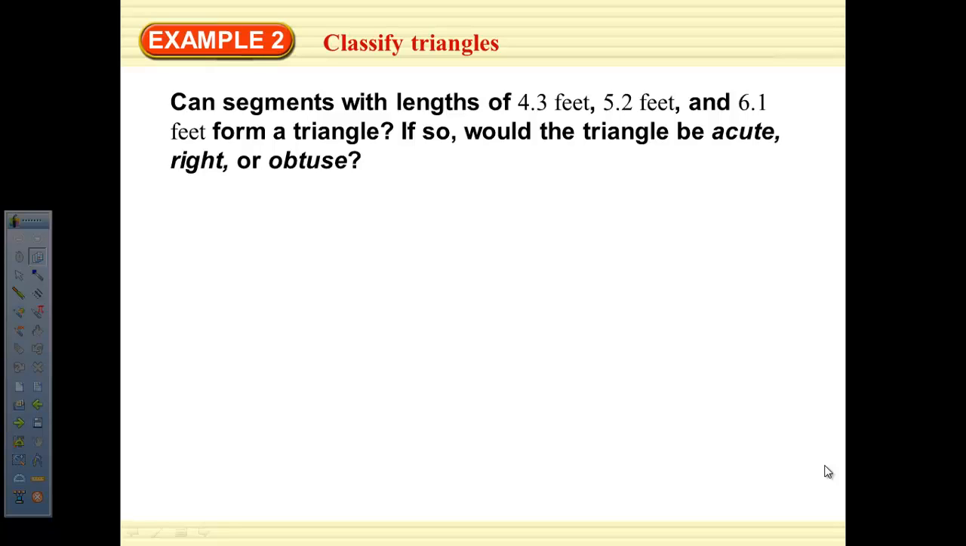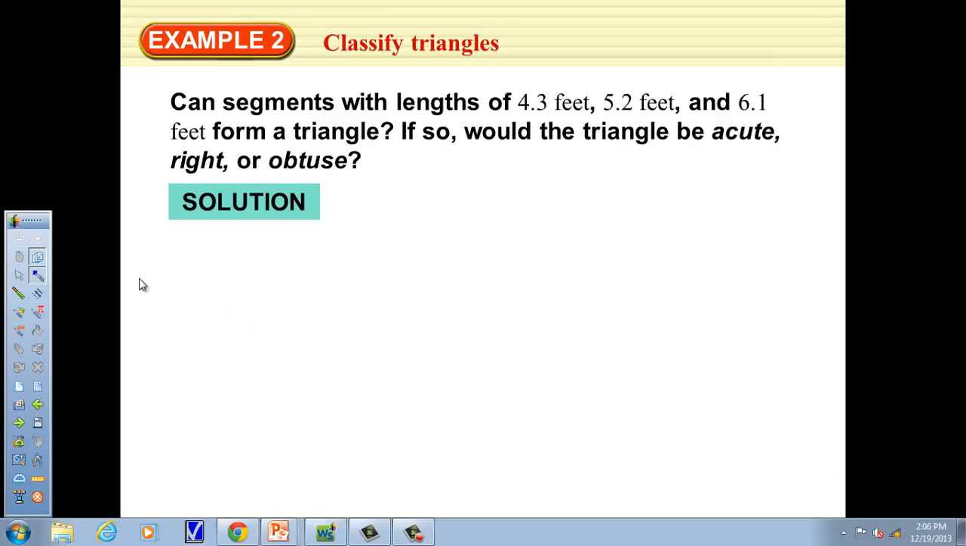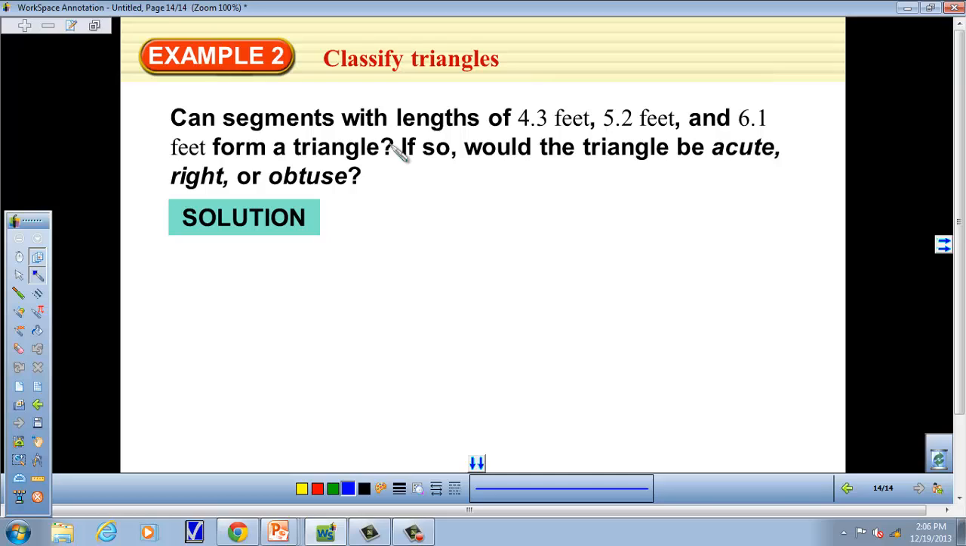Okay, for these last examples, we're going to look at variations on the converse of the Pythagorean theorem. So in this problem it says, can the lengths shown form a triangle in general? So what we want to do first is see if it forms a triangle. If it does, we want to show, is it acute, right, or obtuse?